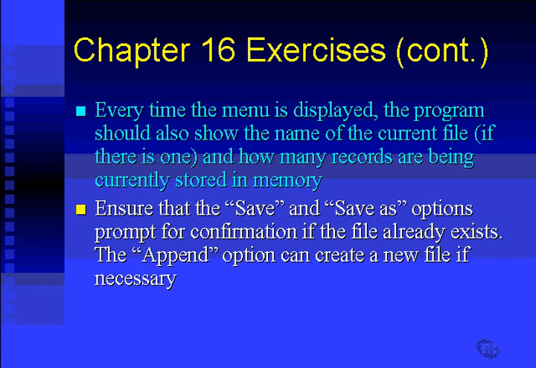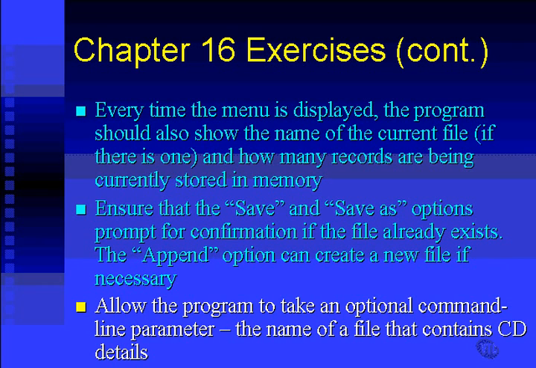Now when you're using a save or save as option, if the file already exists, then I want you to prompt the user to overwrite the file. And if they say no, then don't overwrite the file. The append option, you can use that to create a new file if necessary. So how might you check to see if a file exists? I'll leave that as a little exercise for you. How would you check to see if a file exists? There is a standard C library function that does that, but I want to see if you can do that using the tools that we've already seen.